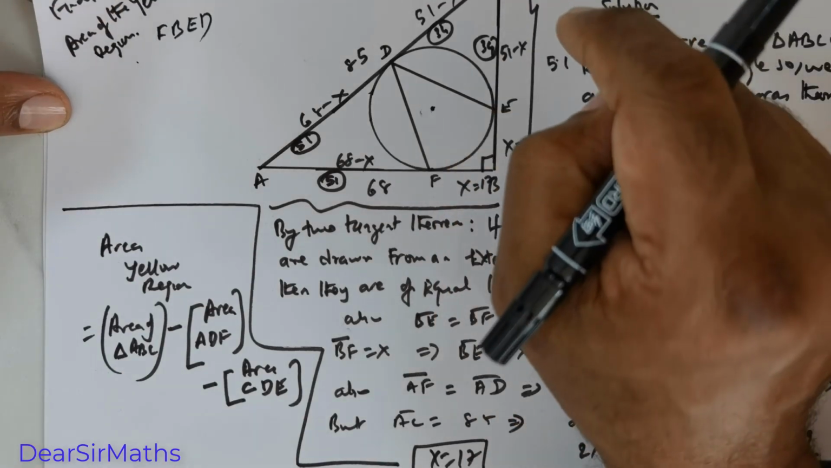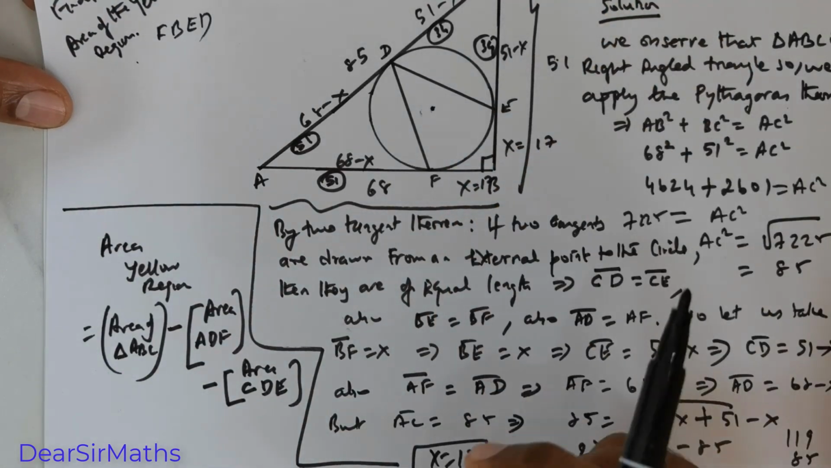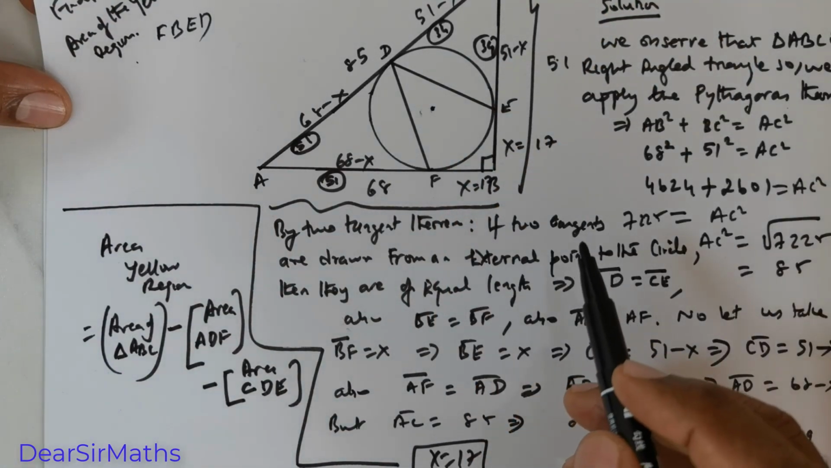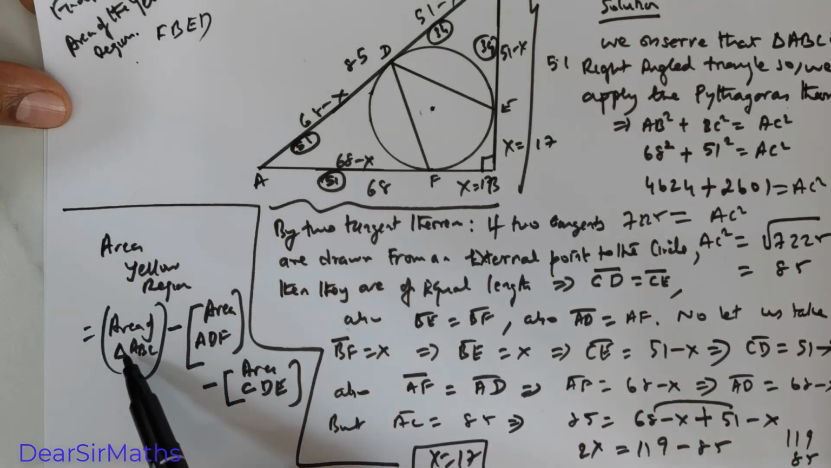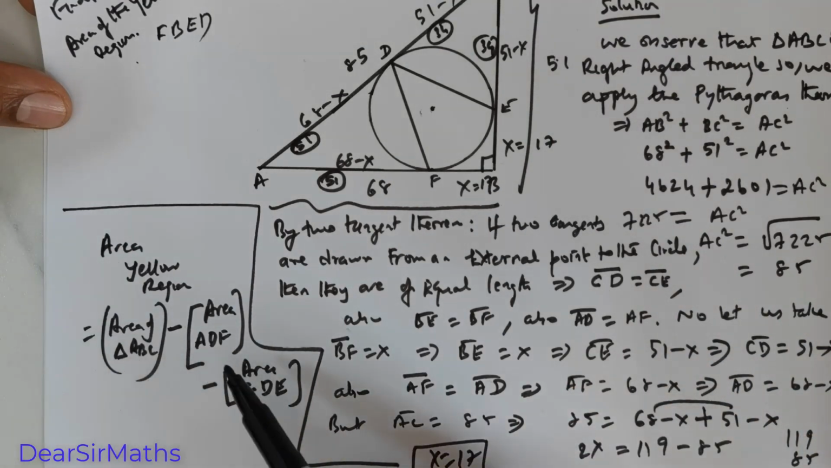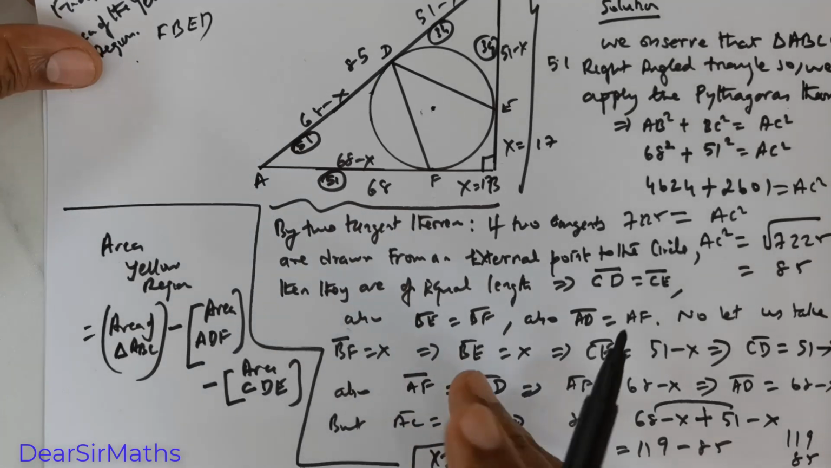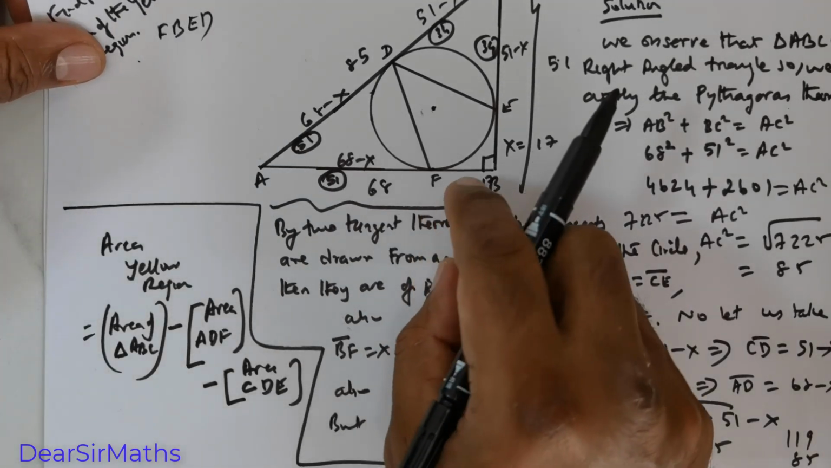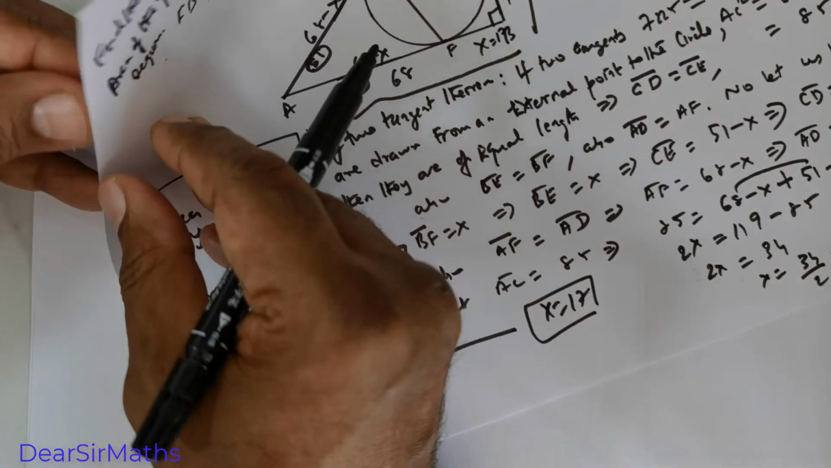Of course, this is a simple question. It's not too complicated. You can easily get that. So, what do we need to do now? We need to get the area of the triangle, the area of ADF, and the area of CDE. Let me start by getting the area of the triangle.